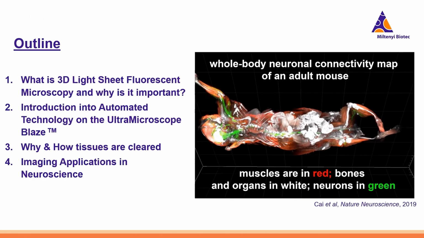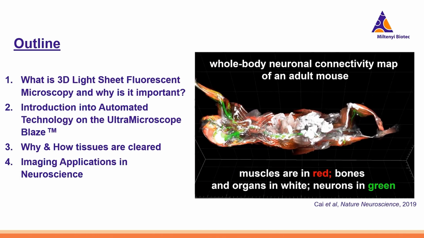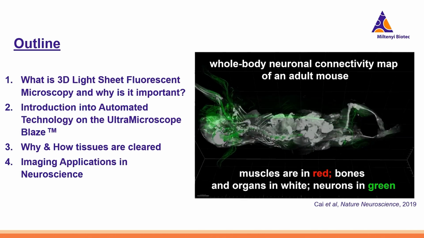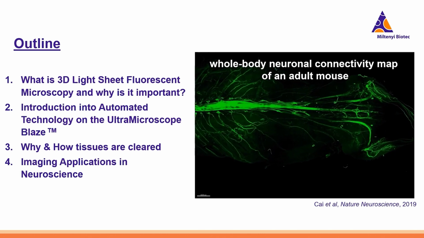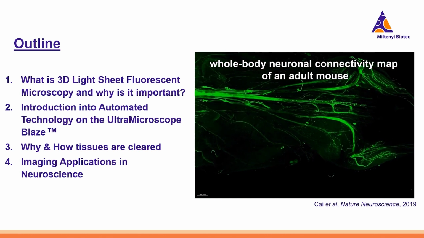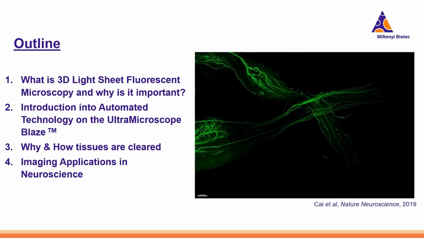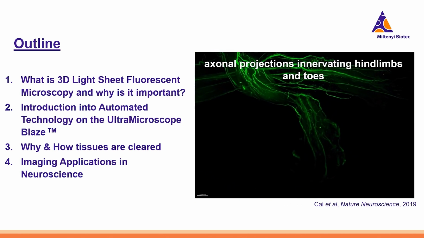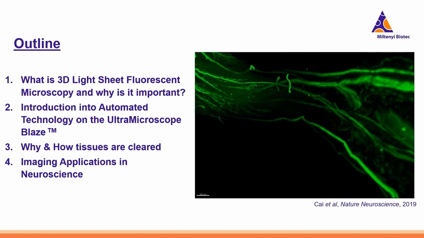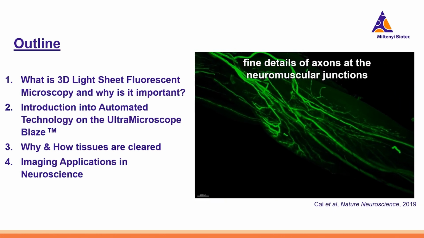Here's an outline of what I will cover in my talk. First, I will introduce you to light sheet microscopy and how this technology can benefit your imaging workflow. I will then provide you with an introduction into the UltraMicroscope Blaze, which is our new fully automated light sheet instrument. I also want to give you a little bit of context in terms of sample preparation. So I will give an overview of tissue clearing, why and how we clear. And finally, I will touch upon some practical applications for 3D imaging in the neuroscience field.